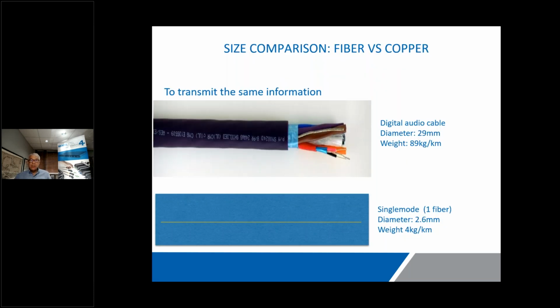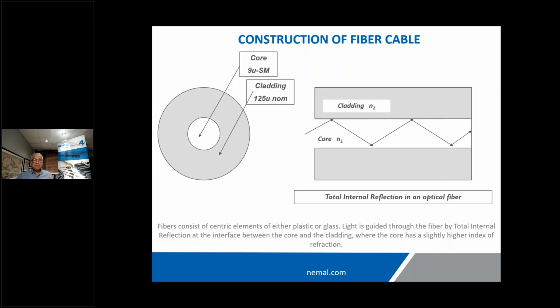In terms of the size and weight, we have a graphic display of the difference between a typical digital audio cable in the top compared to a single mode fiber, that's the yellow line in the bottom part of the slide. About 1/10 the size, 1/20th of the weight, carries hundreds of times the information over 1,000 times the distance for less cost. So what is fiber?